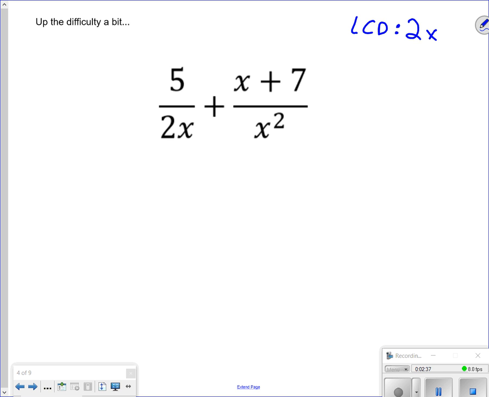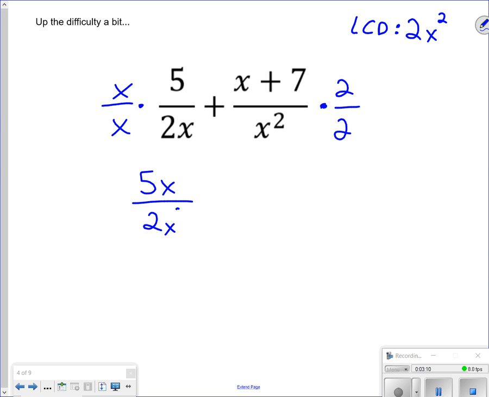The reason it's 2x squared is because it's pretty easy to get to 2x squared by multiplying simple little things to each of the bottoms. For example, this one: I want to get 2x squared, and I've got 2x, so I multiply it by x over x, and that gets me my LCD on the bottom. Same thing over here. I have x squared, so I multiply by 2 over 2 to get 2x squared. So up top, I get 5 times x is 5x over 2x squared, plus.